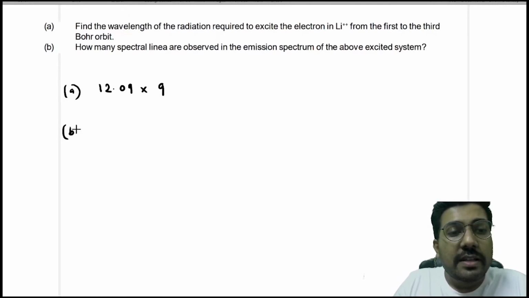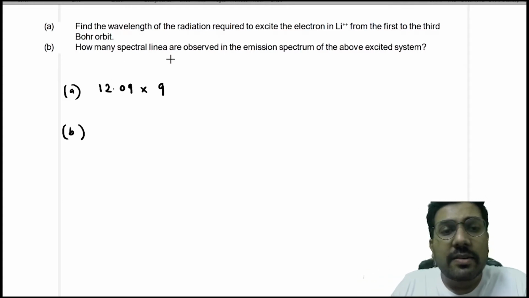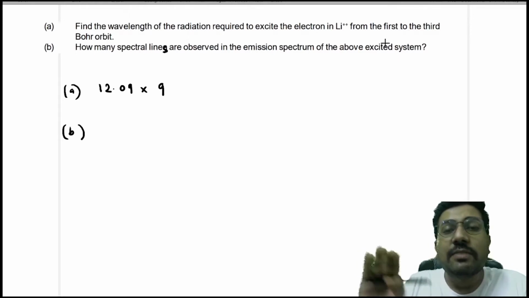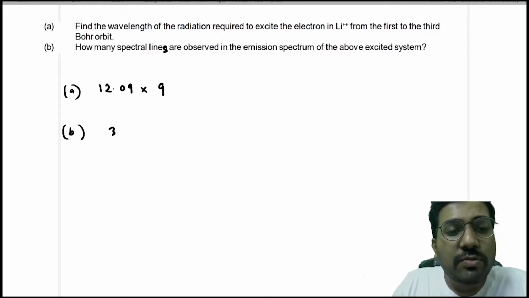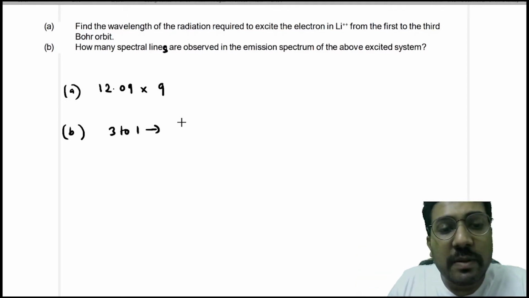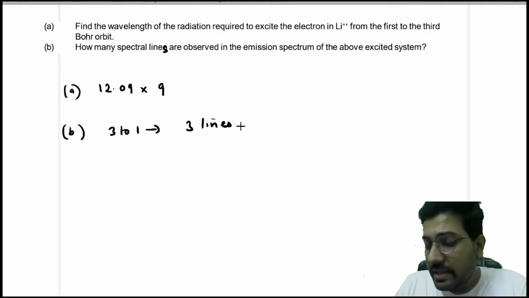Then the second part is how many spectral lines are observed in the emission spectrum of the above excited system. Now it is excited to the third state. So from 3 to 1, the total number of spectral lines will be 3 lines. If you do 3C2 or 3 into 3 minus 1 by 2, you'll get 3 lines.